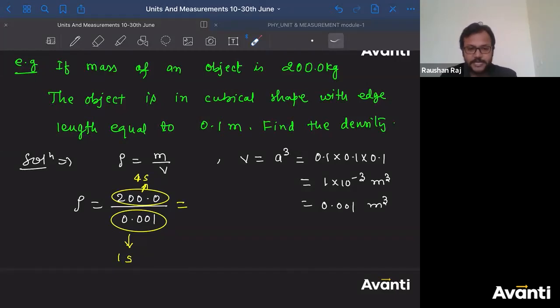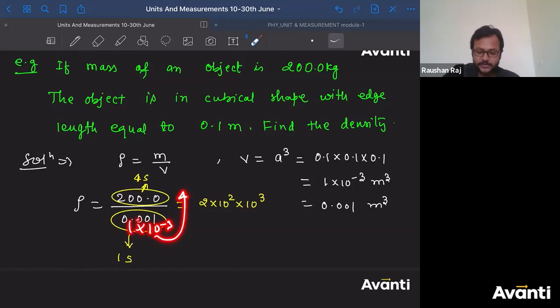So how will we write it? What will be the answer here? It is having 200 here, right? Below, how much? It is in the form of 1 into 10 to the power minus 3. When this comes to the numerator, it will become 10 to the power 3. So can I say 2 into 10 to the power 2 into 10 to the power 3? Can I write like this? From here, 1 into 10 to the power minus 3 has gone to the numerator. It will become 10 to the power 3. And this 200 can be written as 2 into 10 to the power 2, just to express it in such a way that I have only one significant digit. So 2 into 10 to the power 2 into 10 to the power 3.